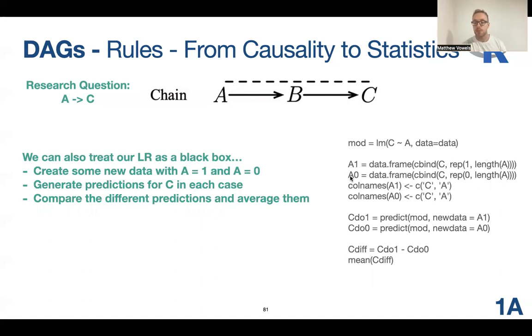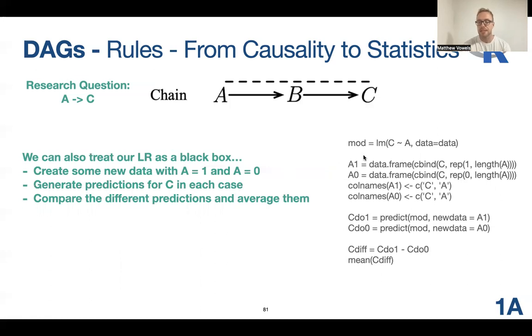Then we create another copy, A0, where we set the value of A to be 0. So this code here just combines all the values for C from the original data set with the repeated value 1, and the number of repeated values is the length of A. So it just creates a big long column of 1s and here a big long column of 0s. We create those two new data sets, make sure all the variables are named correctly, and then we pass that new data into a predict function.